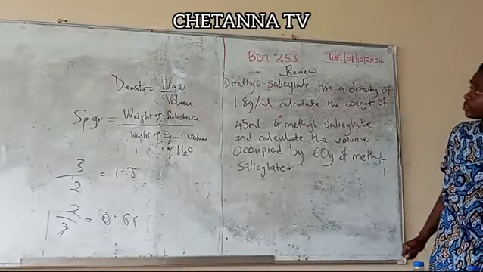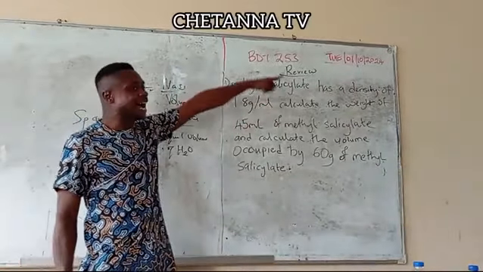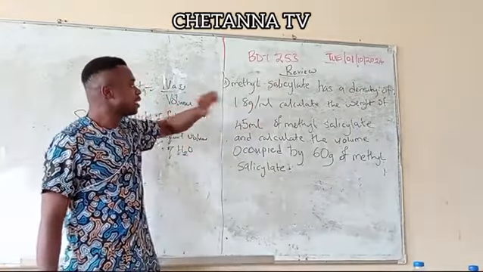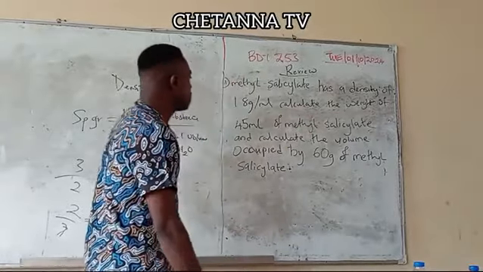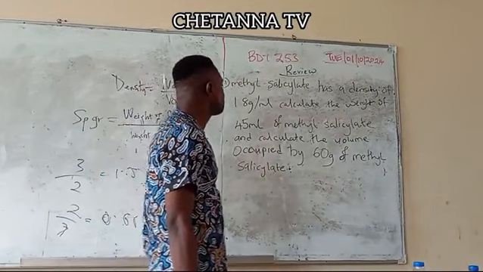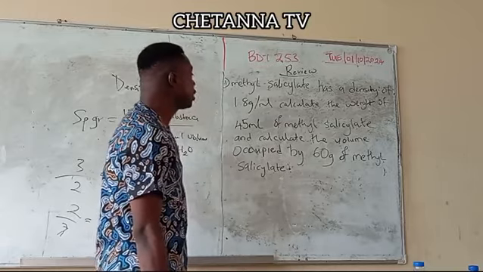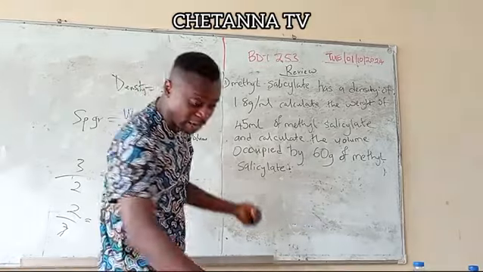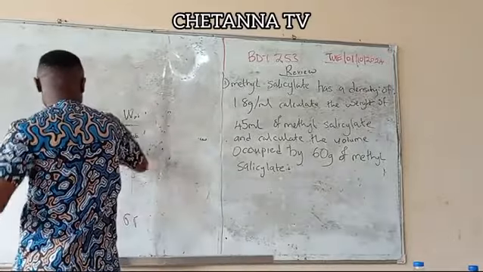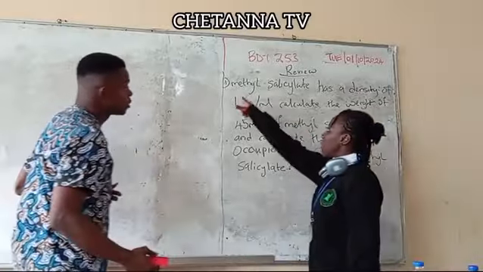question. The question says, methyl salicylate has a density of 1.18 gram per ml. Calculate the weight of 45 ml of methyl salicylate and calculate the volume of comparison. We may not need it, but it's better you have it, you know it in case. You may not need it, but it's better I explain this.